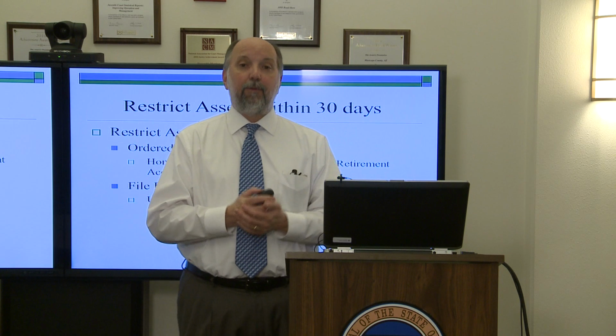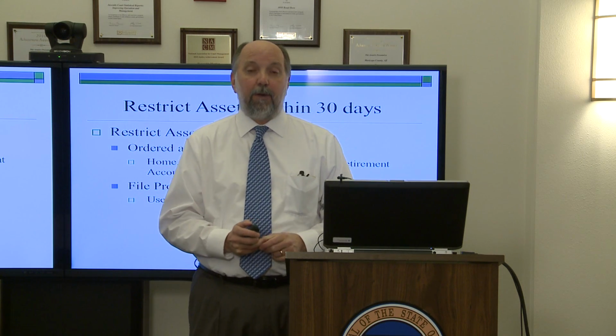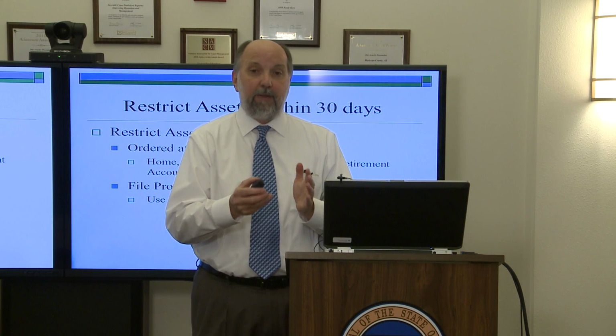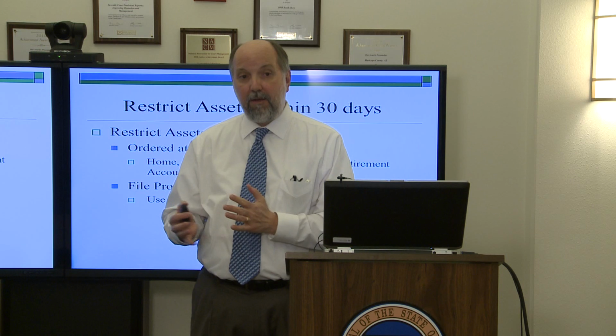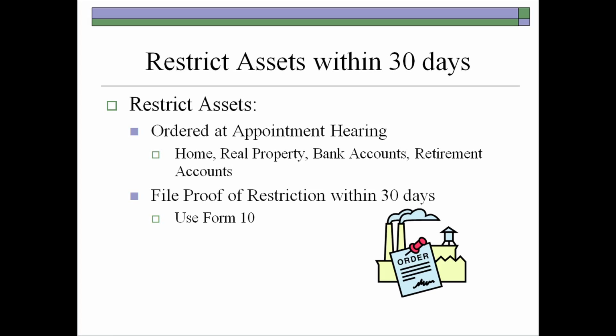Any assets that have to be restricted generally within 30 days, and you'll have to file proof of that restriction having occurred within 30 days. This might include a home, other real property, a bank account, an investment account, a retirement account. Those types of items that we talked about earlier would keep the value of that restricted item out of the bonding requirement and reduce any potential bond. You would use Form 10, if you don't have your own, to file the proof of restriction within 30 days.